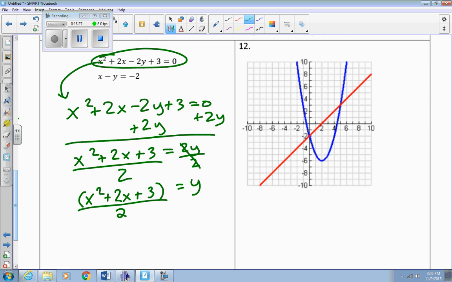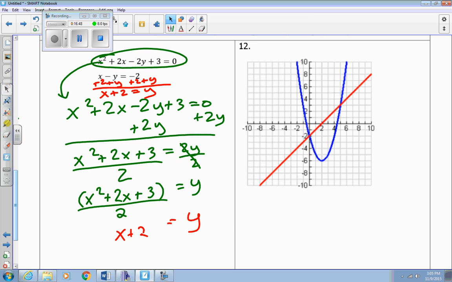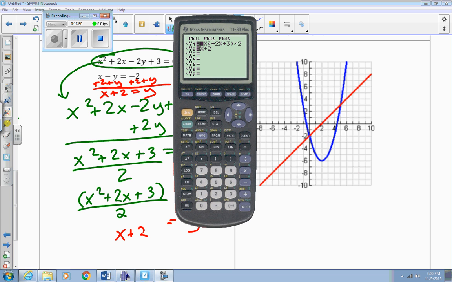And this other one, if I add y to this side and add 2 to the other side, that will get us x plus 2 equals y. So our other equation is x plus 2 equals y. Let's put this into the calculator. Okay, I added both of them in the calculator. Hit graph. It looks as though they're going to intersect twice. So let's see if they really do.